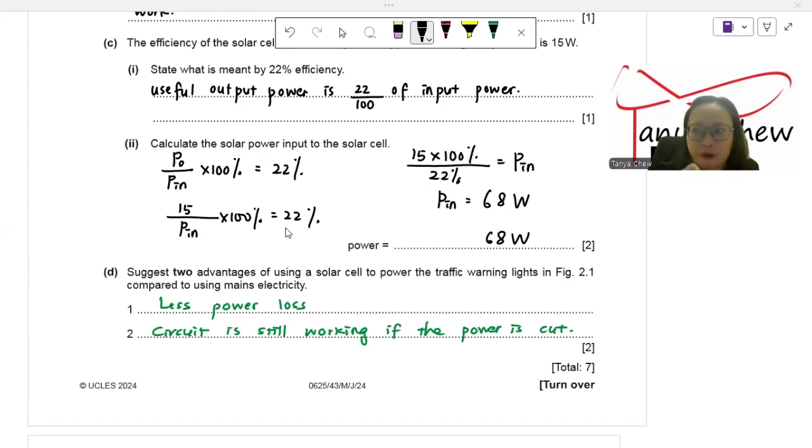So that is why when we connect a circuit, we try to limit the connecting leads, because after all, it will give out heat and add to the total resistance and give rise to power loss. So that is why when you use this, less power is being lost. And the circuit can still work if the mains power is cut. So those are the advantages of using a solar cell.